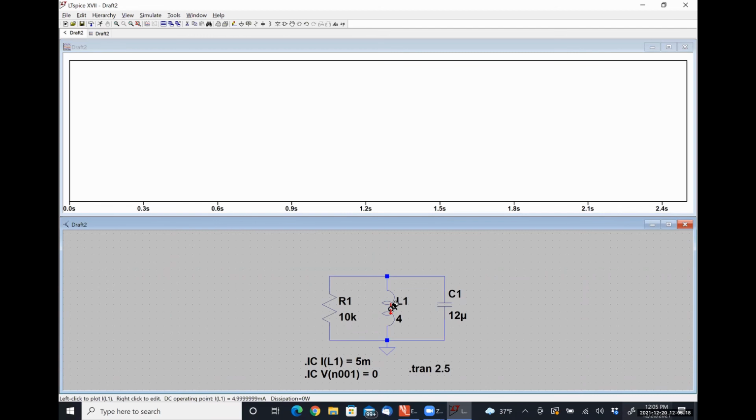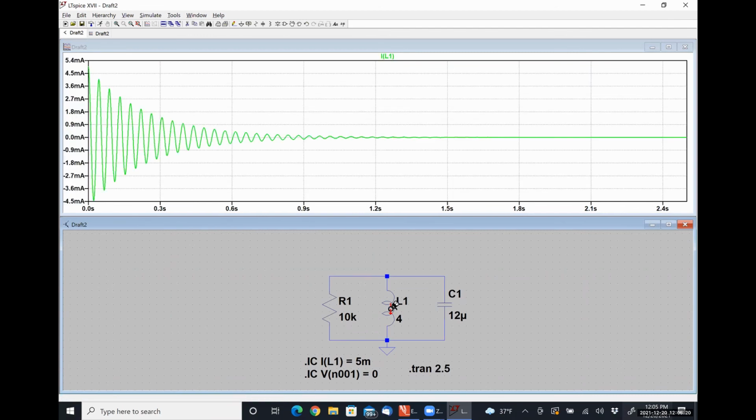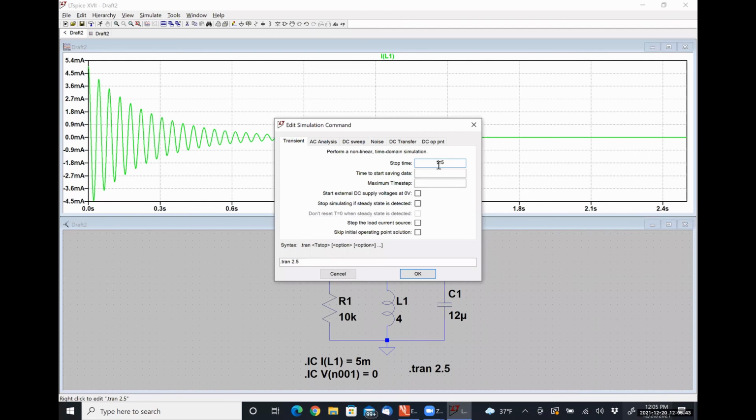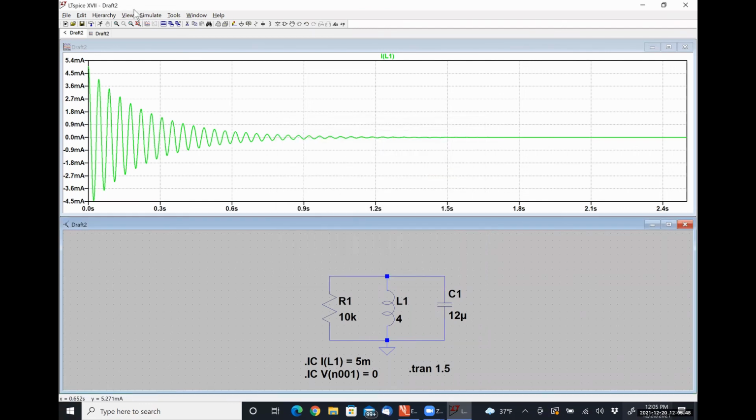We are interested in the inductor current. So this is what our inductor current looks like. The squiggles and all that kind of stuff indicate that this is indeed an underdamped system. And it looks like everything is settling down before 1.5 seconds. So I'm going to change this to now be 1.5, just so I can get a little better picture of what's going on. So I just got a good estimate to see what was happening.